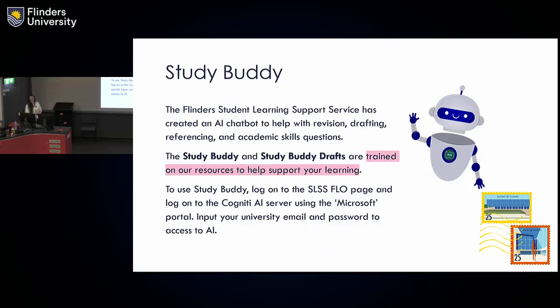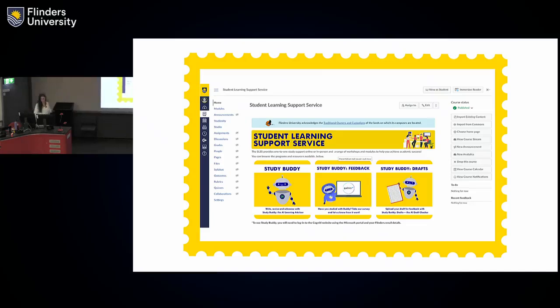And then Study Buddy. So as Heidi said, Flinders have created our own AI tool. Yeah, it's pretty cool. So Study Buddy can be found on the SLSS Canvas site, okay? So the SLSS Canvas site might not come up on your homepage. You might need to search for it. But you should be able to find it through the help menu as well. Or hopefully it's linked in your topic pages. So at the top here we have Study Buddy and Study Buddy Drafts.